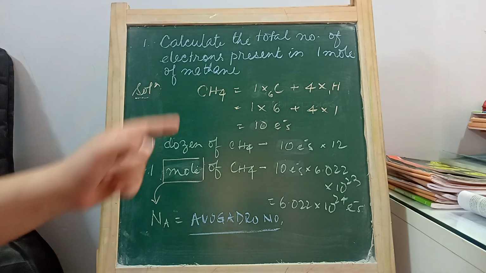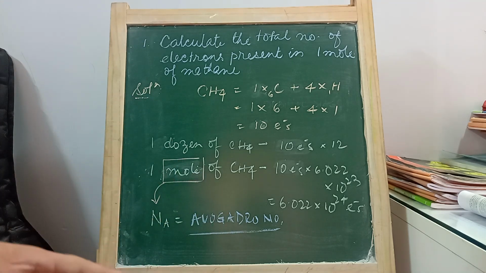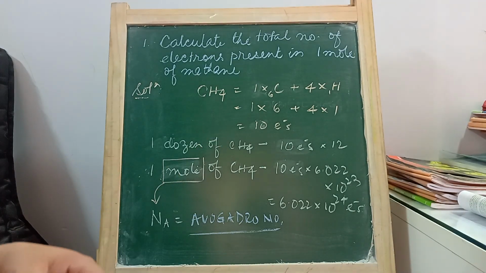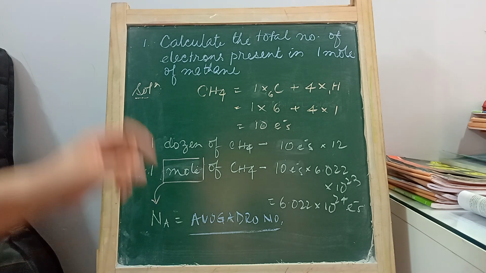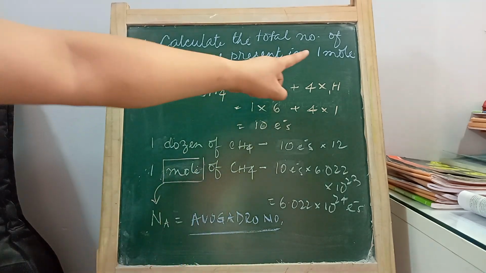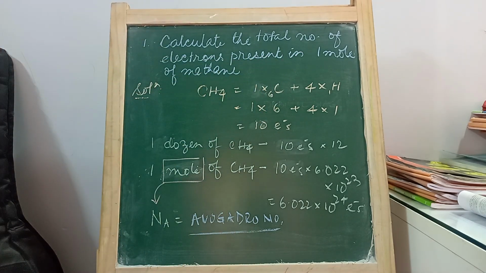Okay, let's do a numerical problem which will help you understand the concept of mole. What does a mole mean? And the atomic number of an atom of an element. The question is saying calculate the total number of electrons present in 1 mole of methane, right?